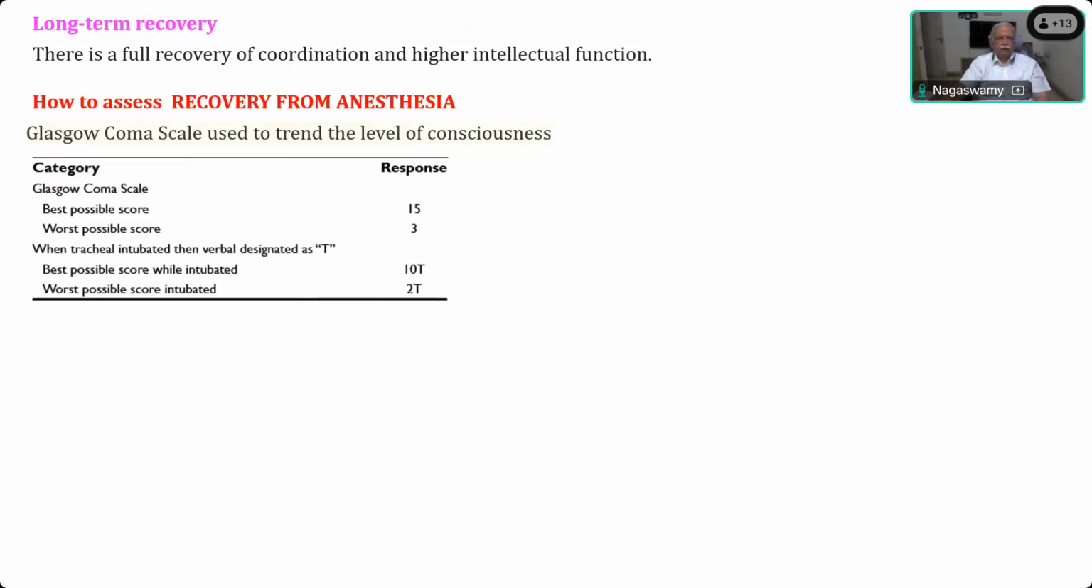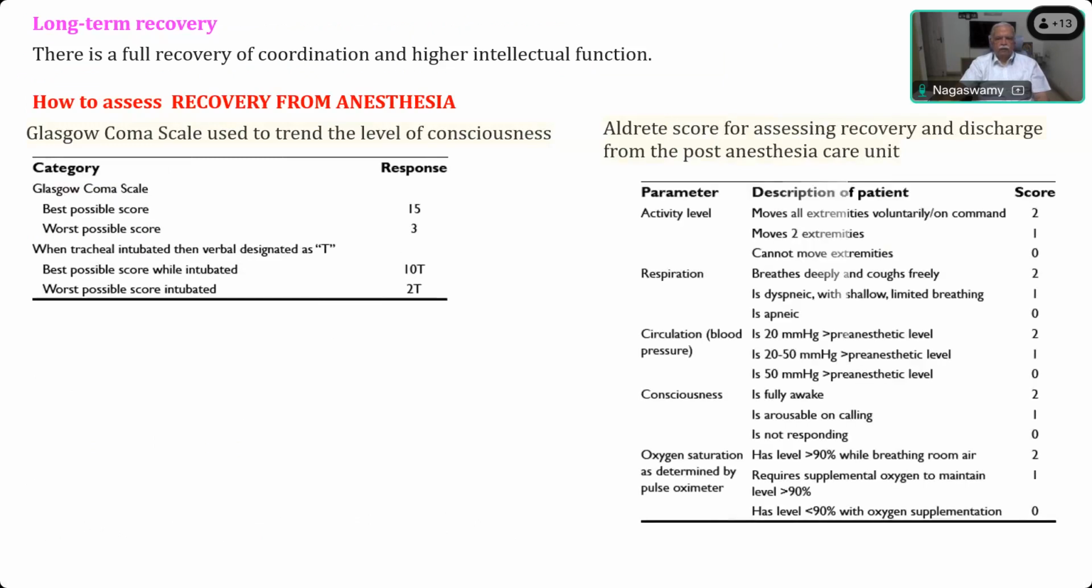Now, how to assess the recovery from anesthesia? We use two scales, the Glasgow Coma Scale and the Aldrete scale, with which we decide the various levels of recovery. Glasgow is mainly for CNS recovery, using the best possible eye, verbal and motor responses. If the patient is intubated, you have to add the letter T for that, and then you get only a total of 10 points, whereas in an unintubated patient, it is a maximum score of 15 with a lowest score of 3. And for discharge from the normal ward, you have these 5 parameters: activity levels, respiration, circulation, consciousness, and O2 saturation. Based on that, you can decide whether the patient is fit for discharge.